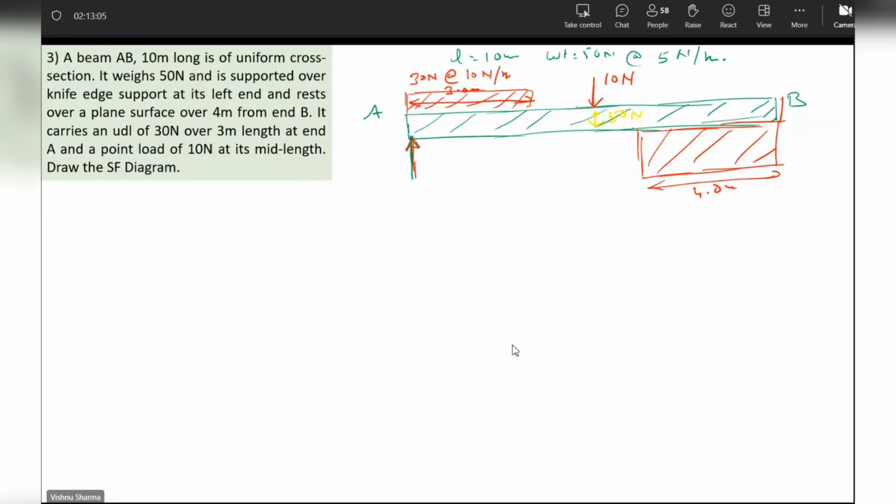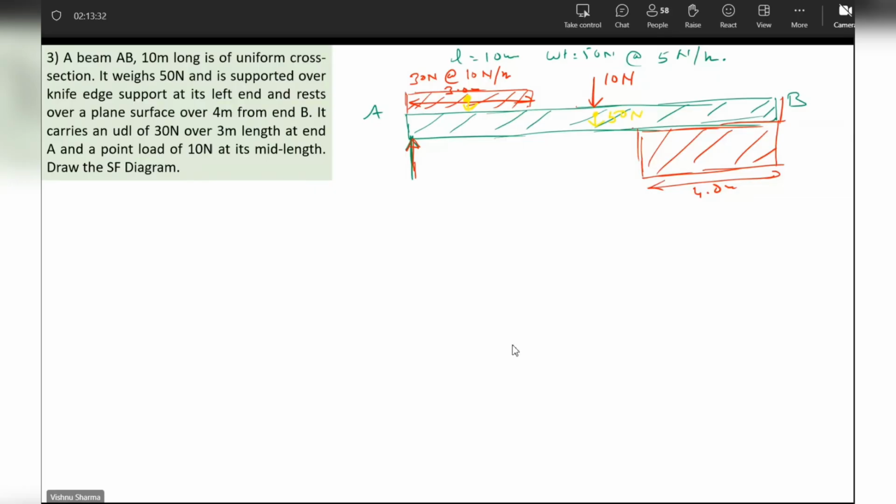Okay. What happens to the UDL? The UDL is also not concentrated. How do we deal with the UDL? It will become one force acting at the center. Yeah, so from where do I use it for moments? On the center of the 3 meters. Okay, so it is assumed to be acting through this point. I don't have to name these points, right?